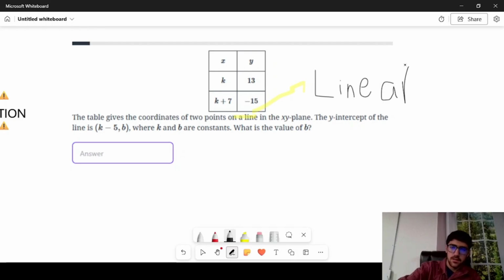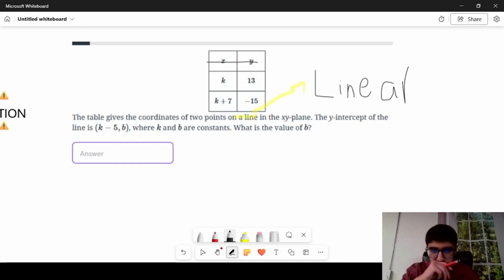Linear. So that lets you know that it's linear. The y-intercept of the line is (k minus 5, b), where k and b are constants. What is the value of b? This might look confusing at first, because there's two random variables in a coordinate, x and y. But honestly, x and y are irrelevant here. There's really only two variables, which is why it's under this focus skill.